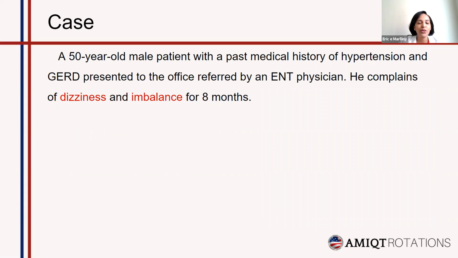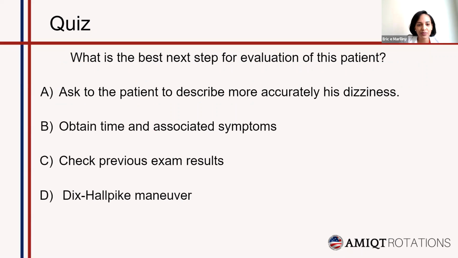To start, I'm going to share with you a case of a patient we had last week in the office. So a 50-year-old male patient with a past medical history of hypertension and GERD presented to the office referred by an ENT physician. He complains of dizziness and imbalance for 8 months. So this is all the information we had at the time when he first arrived. So what is the best next step for evaluation of this patient?